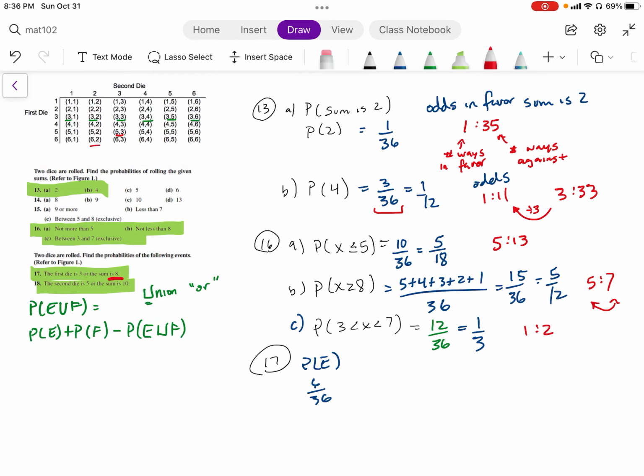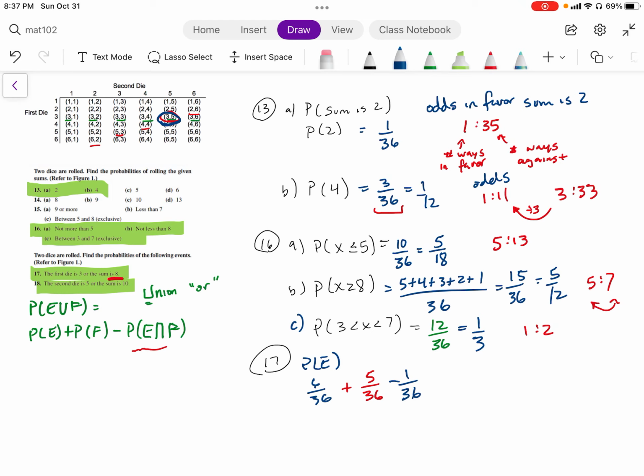We have this one, this one, this one. Notice this one right here gets counted twice. All right, and that's this. Oh, and I wrote it wrong. Minus the intersection. Whoopsie. Anyways, so we had 5 out of 36 ways where the sum is 8, and then we subtract that 3-5 count because it got counted twice.